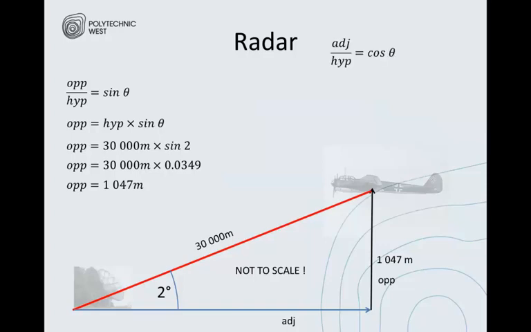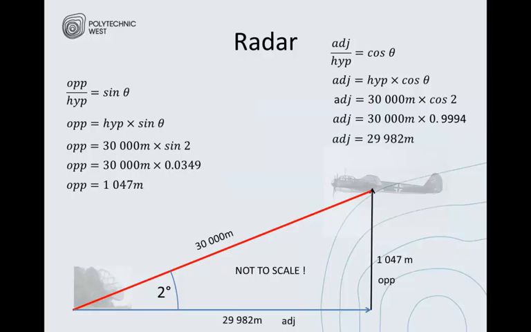Now to find the ground distance, that's the adjacent. The equation that's going to be useful for this one is that adjacent divided by hypotenuse equals the cosine of the angle. Rearranging to give adjacent equals hypotenuse times cosine. Put the numbers in. Look up the cosine of 2, which is 0.9994. Multiply that by the hypotenuse, which is 30,000. And I get that the ground distance is 29,982 meters, about 30 kilometers.